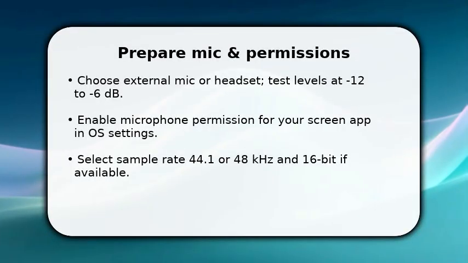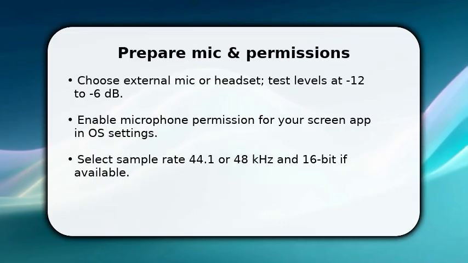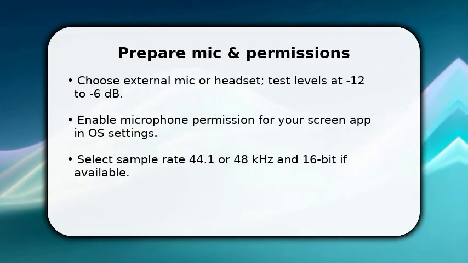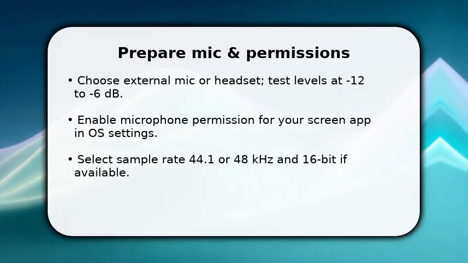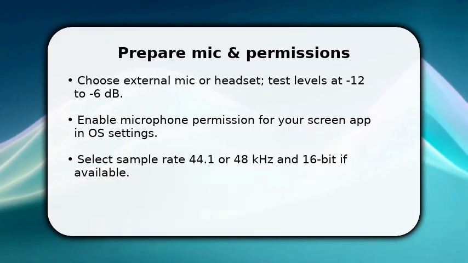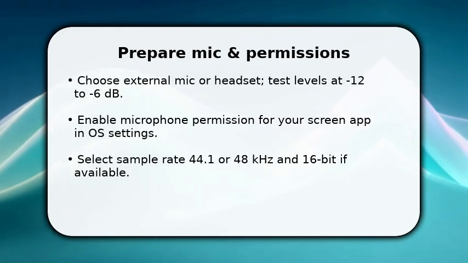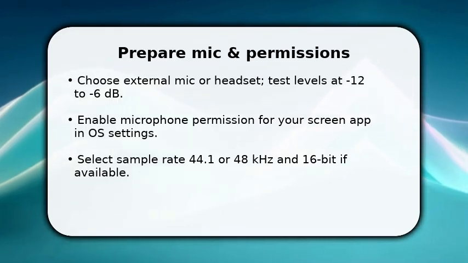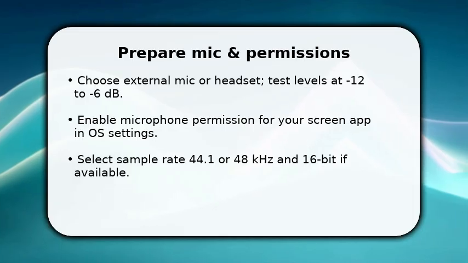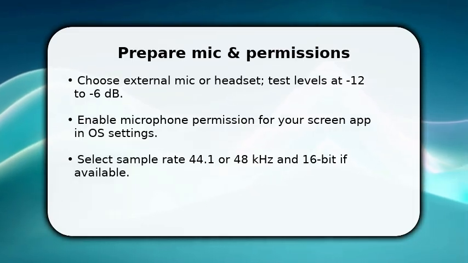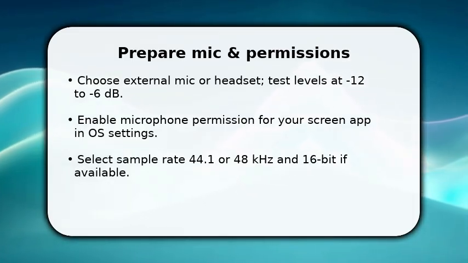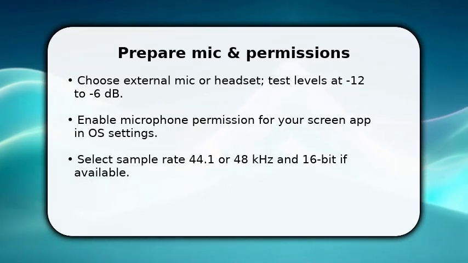You'll start by picking a microphone and granting permissions so audio can be captured. Plug in or pair your mic, then open System Privacy Settings and allow your screen recorder to access the microphone. Once done, check input sample rate and bit depth in sound settings, 44.1 or 48 kHz and 16-bit work for most recordings. Make sure input levels peak around -6 to -12 dB because too hot clips and too low increases noise.